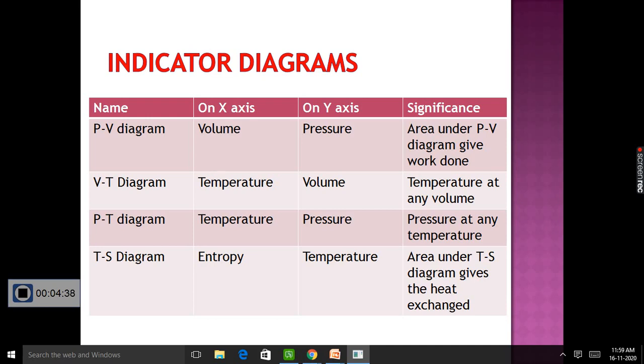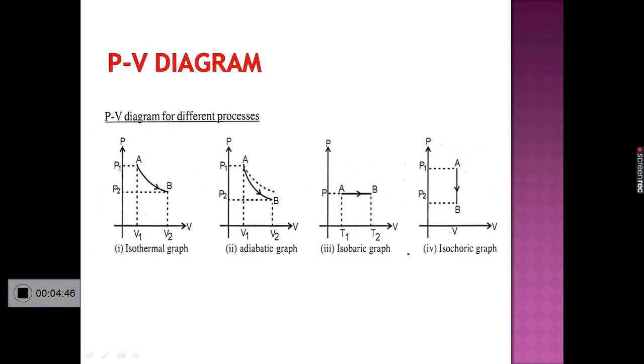Let us examine in detail. The first indicator diagram is PV diagram. Here you can see four diagrams. These are the PV diagrams for isothermal, adiabatic, isobaric and isochoric processes respectively.